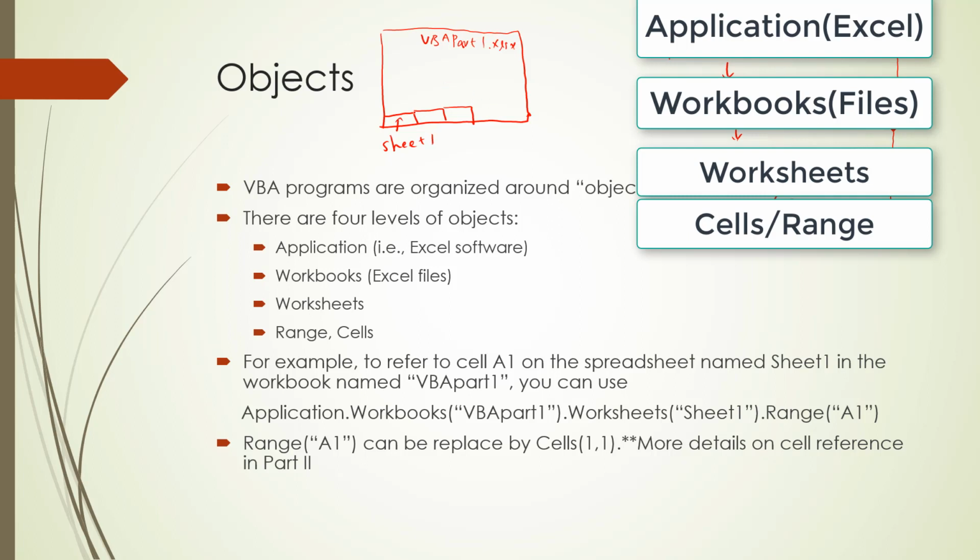And of course, in Sheet 1, you would have different cells. So this is your Excel rows and columns. And the first one is right here. So this will be the first row and the first column. That's the first cell in your spreadsheet. So how do we actually refer to this cell when writing a VBA program? So like I said, we follow this order.